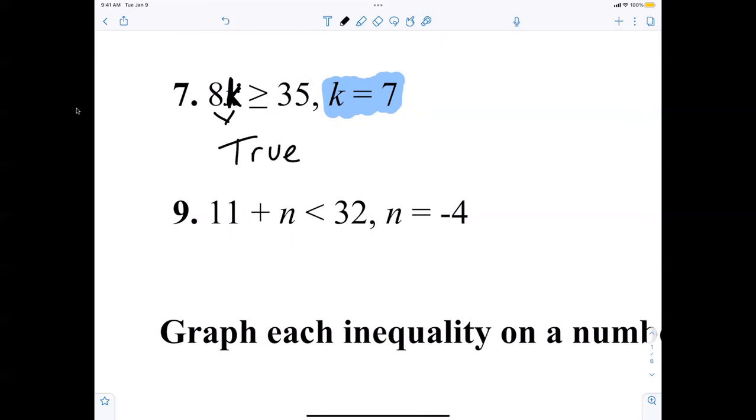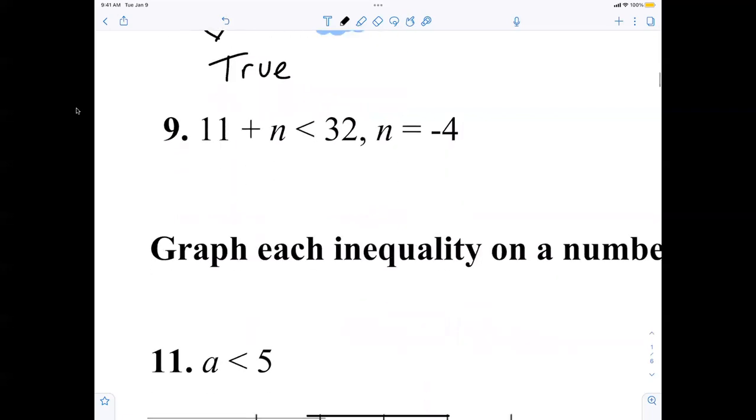All right, Max. 11 plus n is less than 32. n is equal to -4. So 11 plus -4 is 7. So it is true. All right. So here we go.